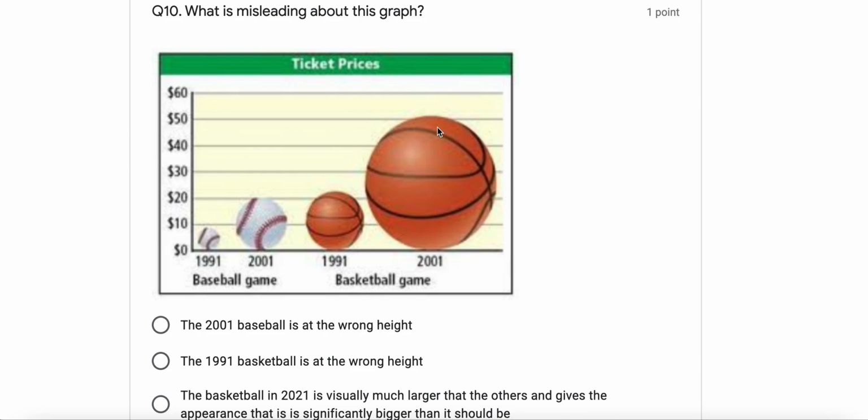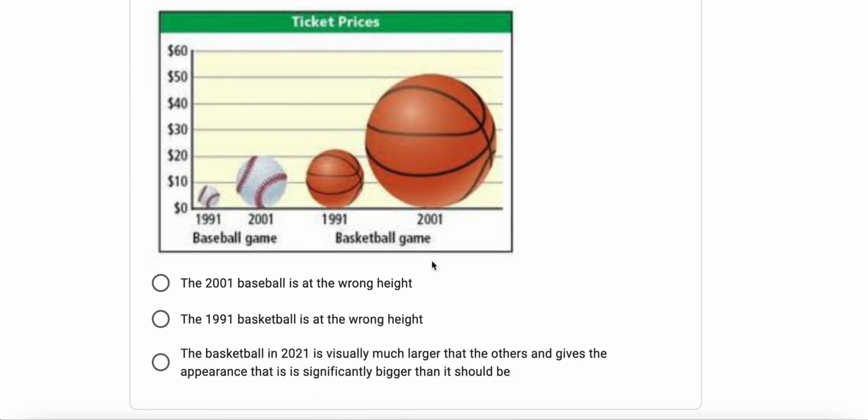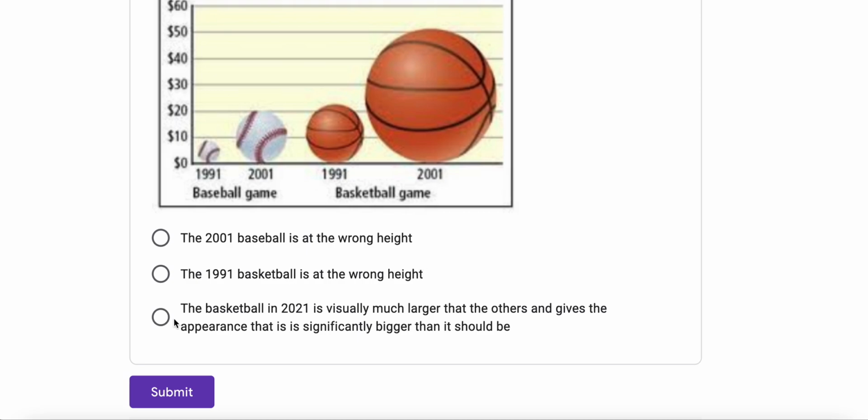So the use of a round image is not a very accurate representation of the ticket prices. They should have used a more vertical image so that it was really just representing a change in vertical height, not horizontal height, because that's misleading. It makes it look like the ticket price is much larger than it actually is. So the basketball in 2021 is visually much larger than the others and gives the appearance that it is significantly bigger than it should be.